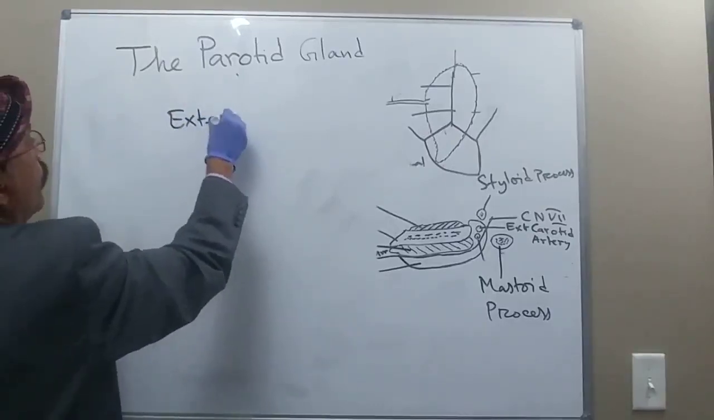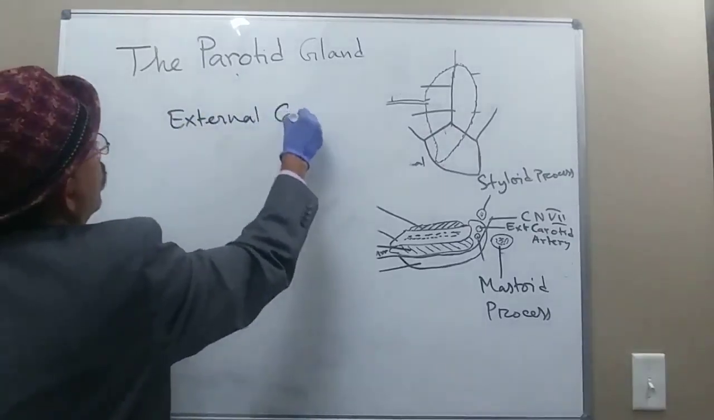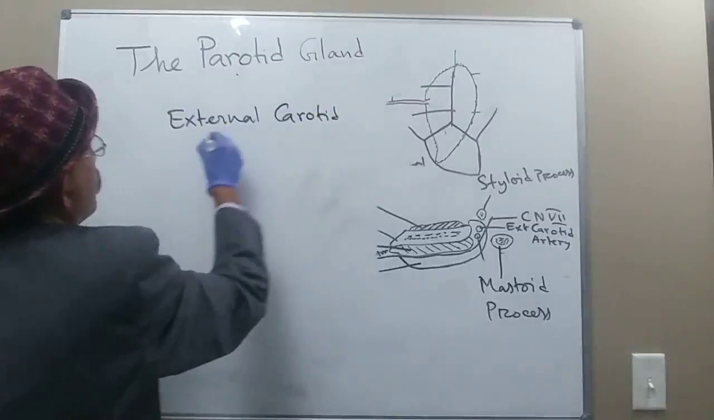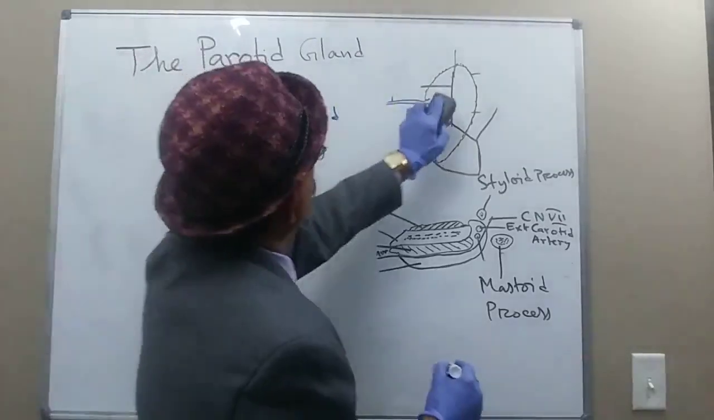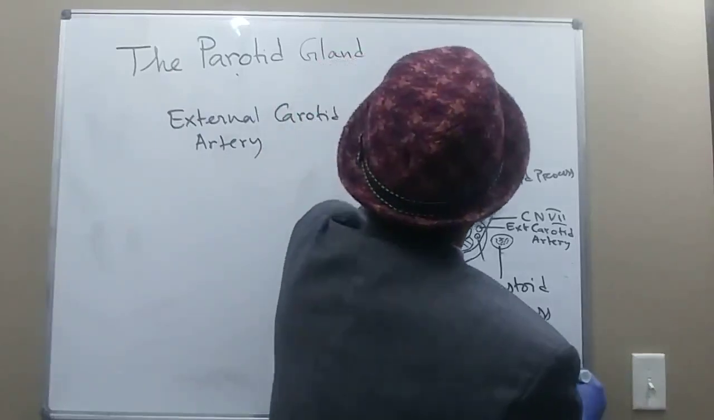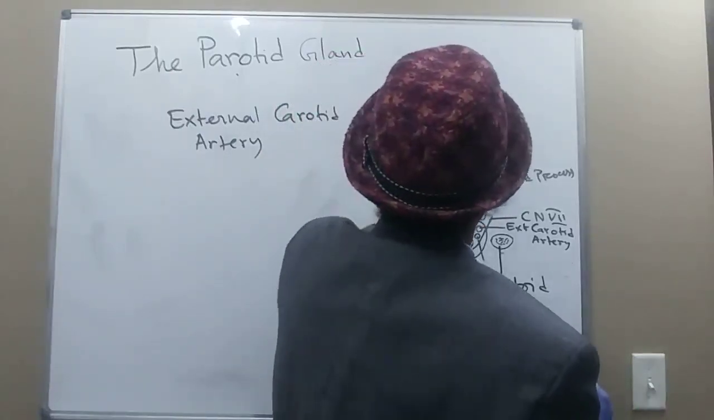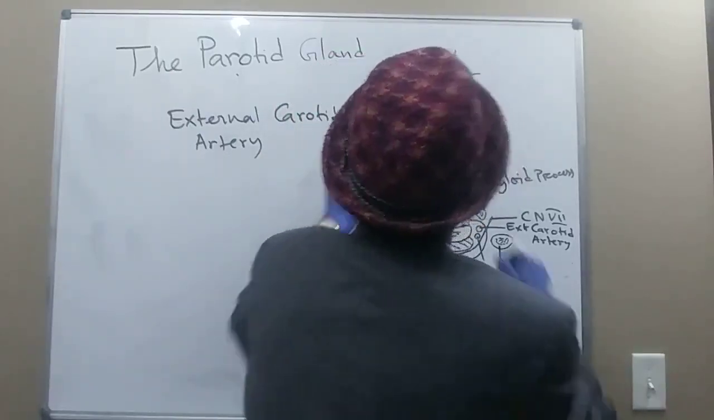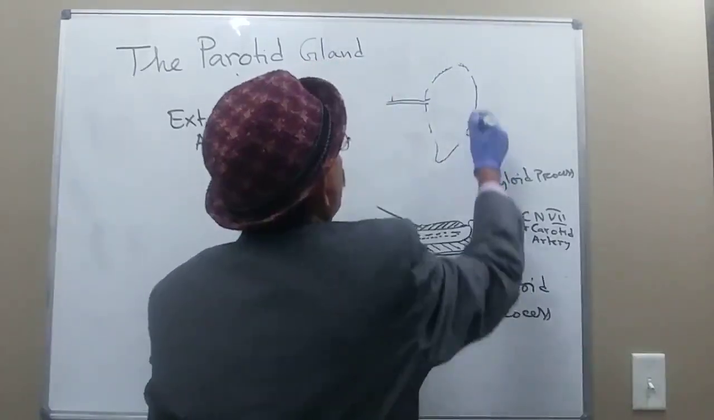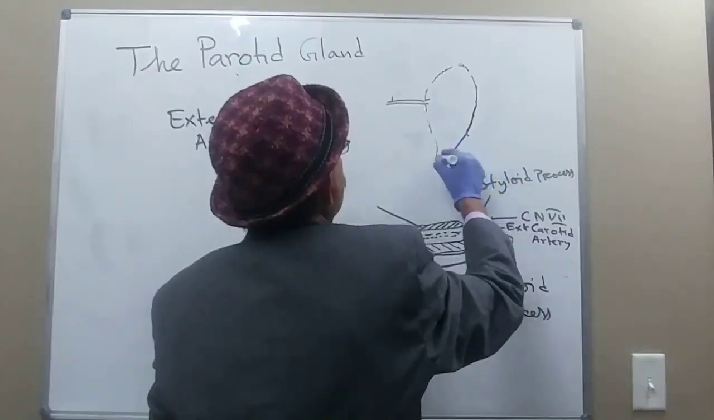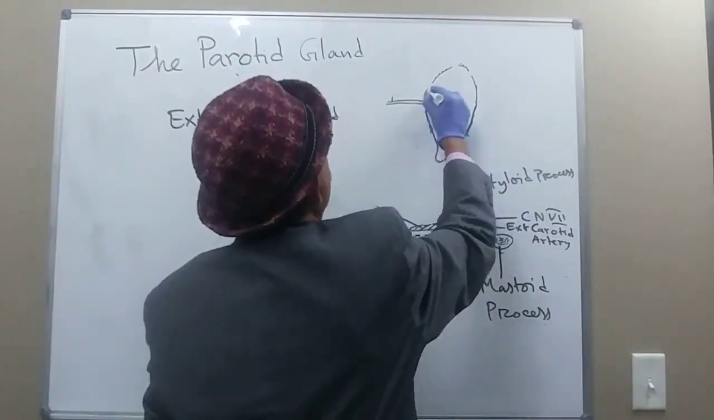External carotid artery. Okay. So if you go there again inside the parotid gland, okay, let me try here. This is the parotid gland. We make it perfect. Okay. So parotid gland is here.